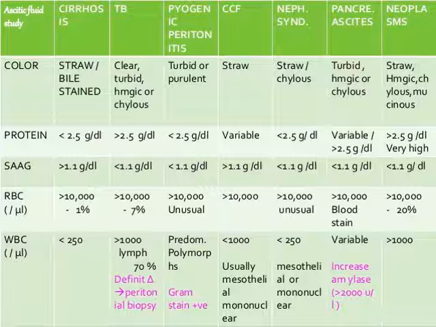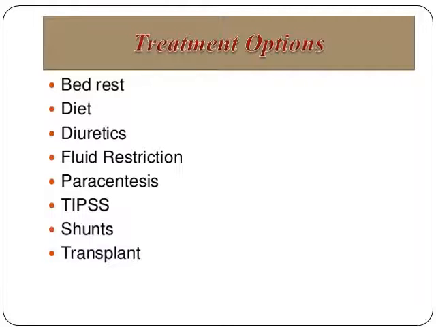What is the value of ascitic fluid study in differentiating causes of ascites? This table demonstrates this, as regards ascitic fluid color, protein content, SAAG, RBCs, and white blood cells. Each category of each etiology has its own characteristics. What are the treatment modalities for ascites? Treatment options: bed rest, diet, diuretics, fluid restriction, paracentesis, TIPS, and liver transplant.